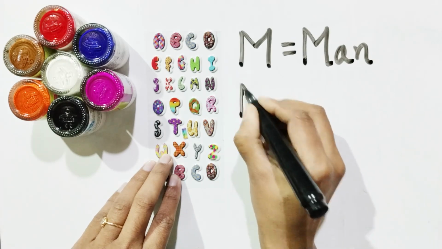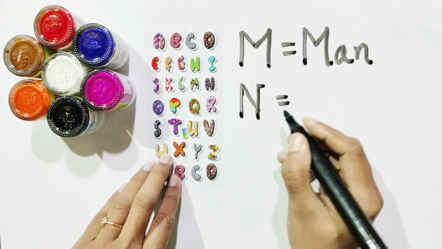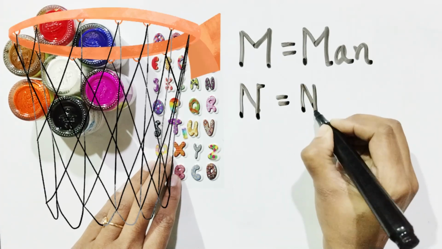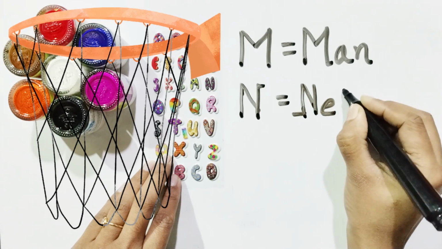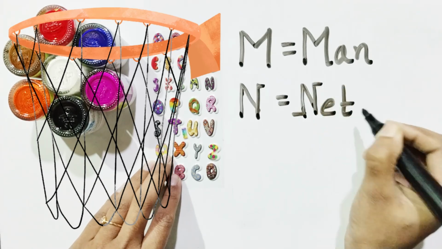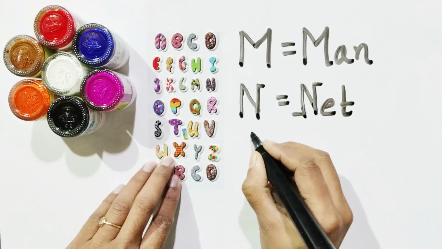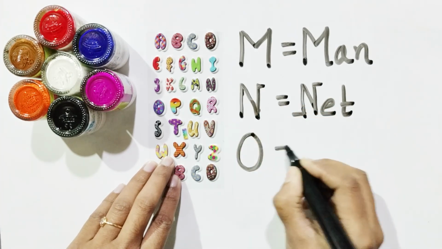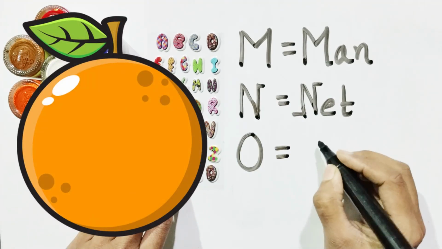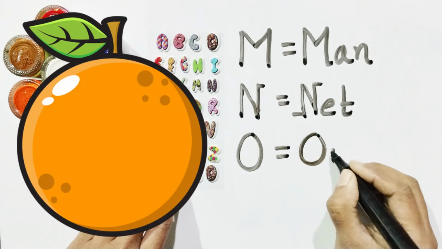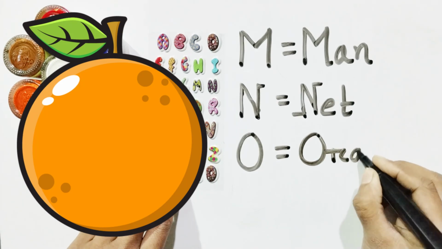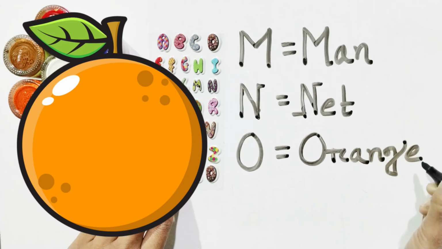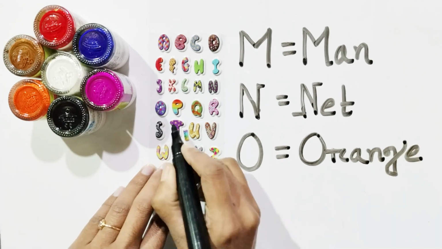N. N is for net. N E T net. O. Write with me O. O is for orange. O R A N G E orange.